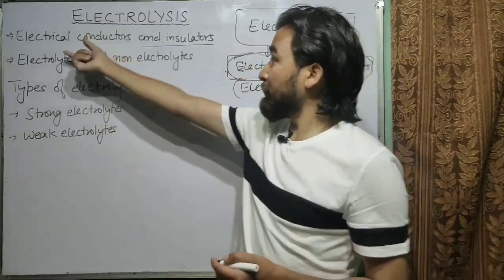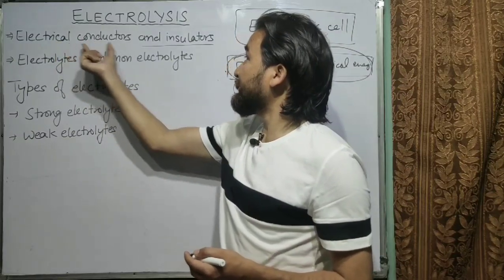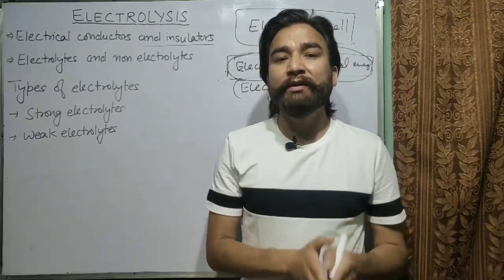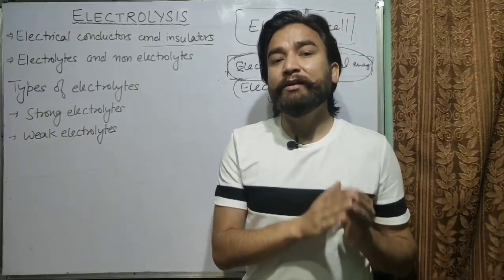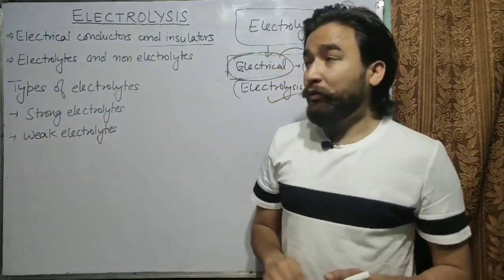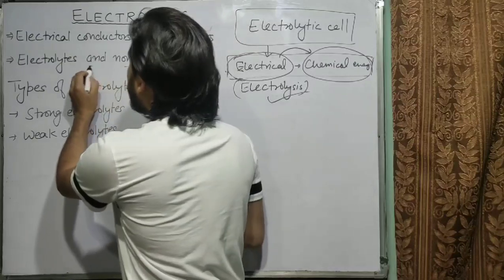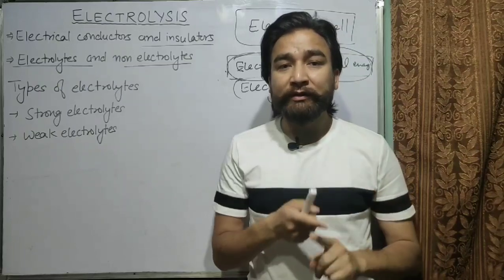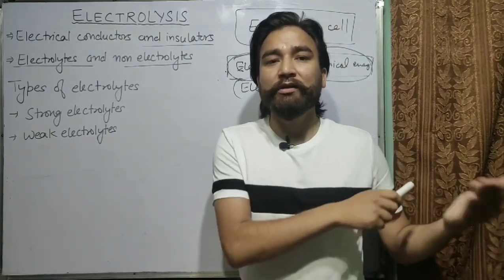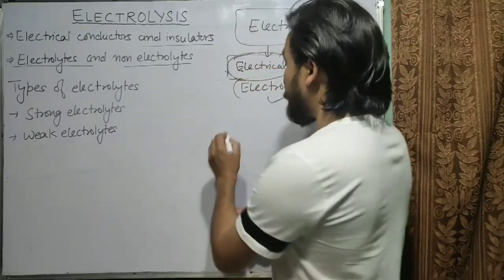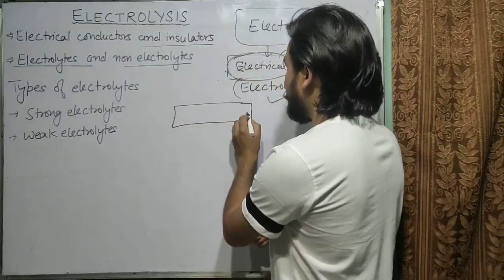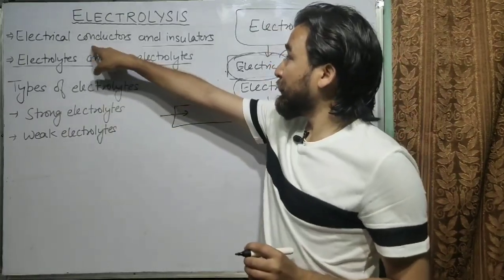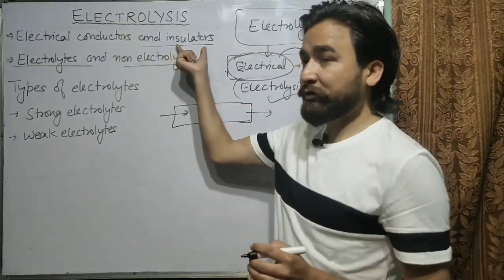So there are basically two types of substances, electrical conductors and insulators. Conductors allow the electricity to pass through them. Insulators don't allow the electricity to pass through them. Now, what is the meaning of electrolytes and non-electrolytes? So let us divide two types of substances, one solids and other solutions or in the state of liquids. So you know that in case of solid substances, the substances which allow the electricity to pass through them are called conductors, and which don't are called insulators.